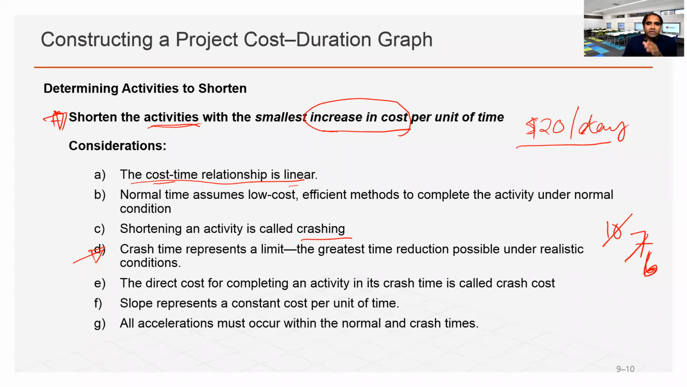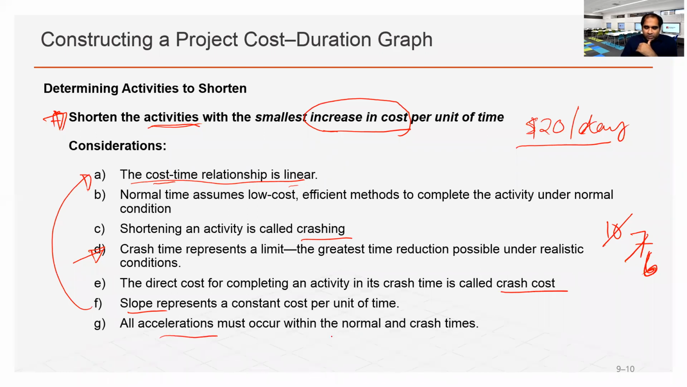You cannot possibly reduce the duration from 10 days to 1 day. So it has to be realistic: with all the additional resources and people and money, you will still need 5 or 6 days. This is the minimum possible duration of any activity. The direct cost for completing an activity in its crash time is called crash cost. These are some facts. The slope represents the constant cost per unit time. Again, to reiterate, the cost time relationship is linear, and all accelerations must occur within normal and crash time.